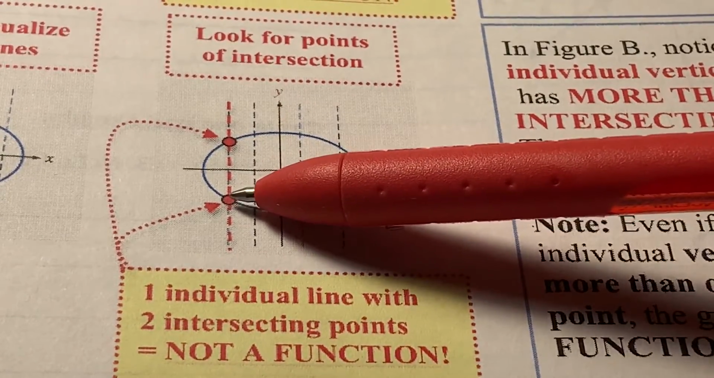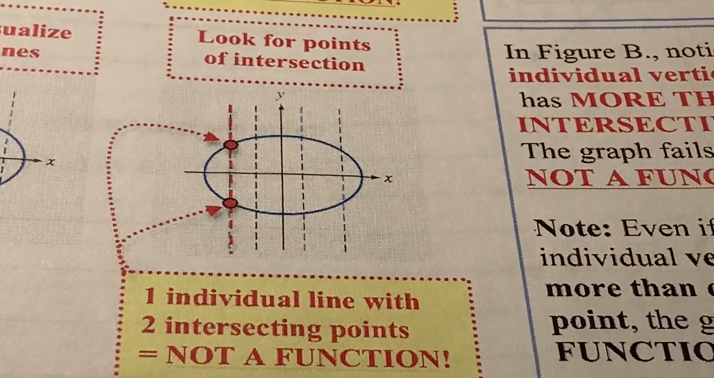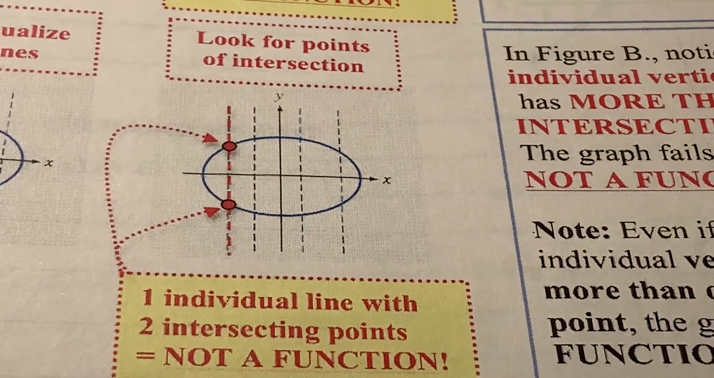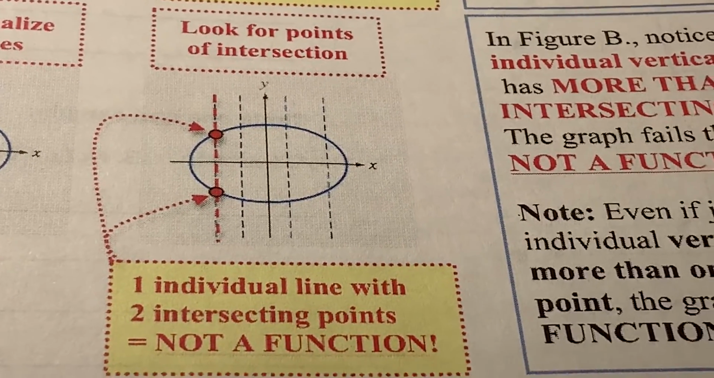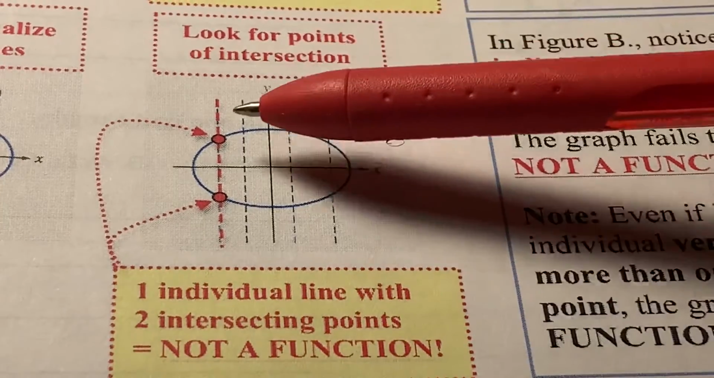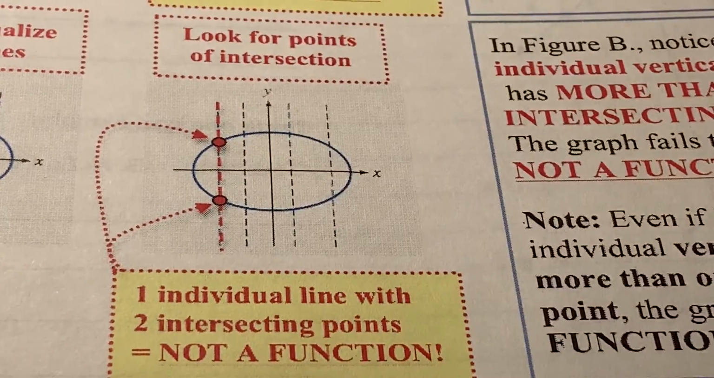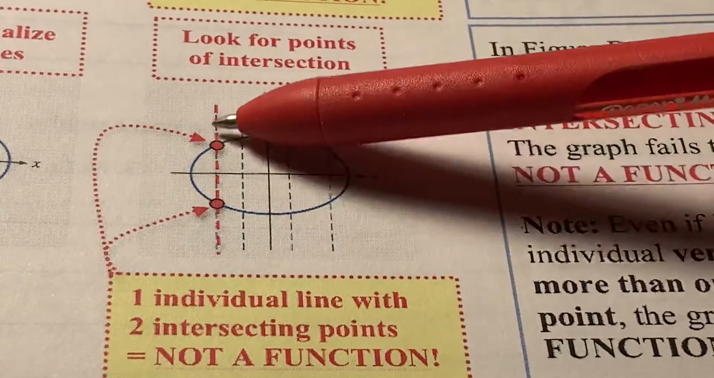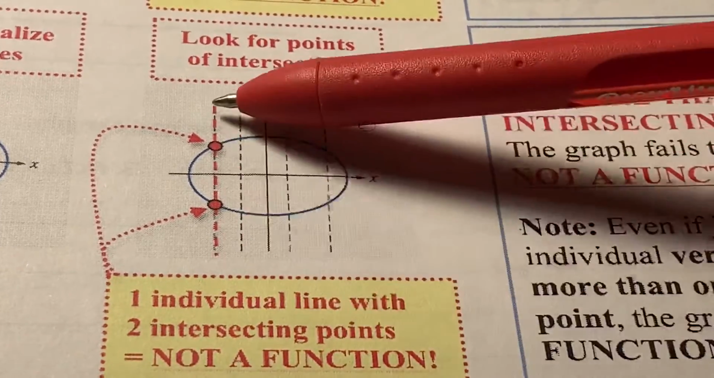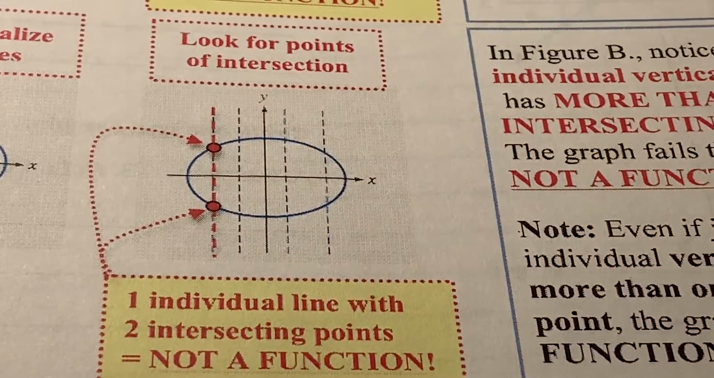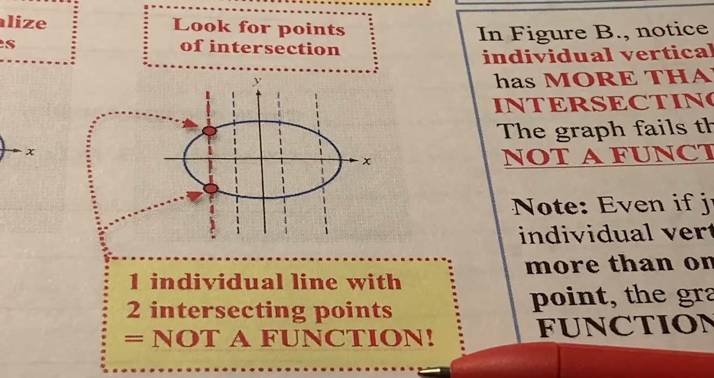Mind you, you might say, well, what if it's three intersecting points? What if it's five intersecting points? As long as it's more than one, it's not a function. As long as you see two or more intersecting points on one line, that's the key, on one vertical line, it is not a function.